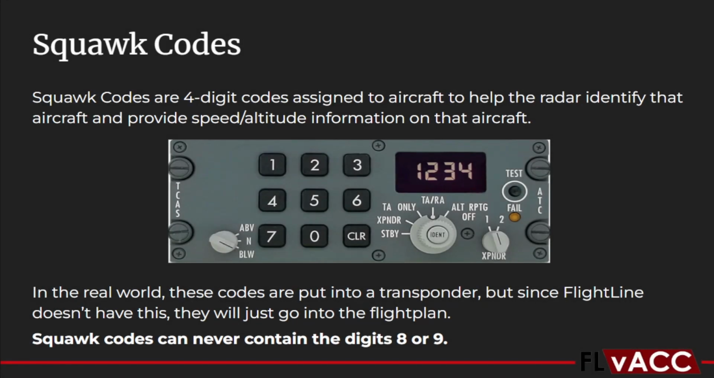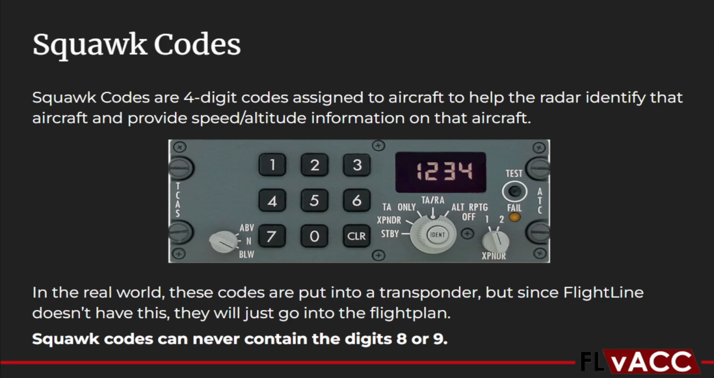A squawk code is a 4-digit code assigned to an aircraft that, in the real world, helps the radar identify an aircraft and provide the speed and altitude information of that aircraft to the radar controller. These codes will never contain an 8 or a 9. In real life, aircraft are equipped with a transponder like the device pictured here, where they set the assigned squawk code. However, there is no such device in Flightline, so the squawk codes are just simulated for realism.